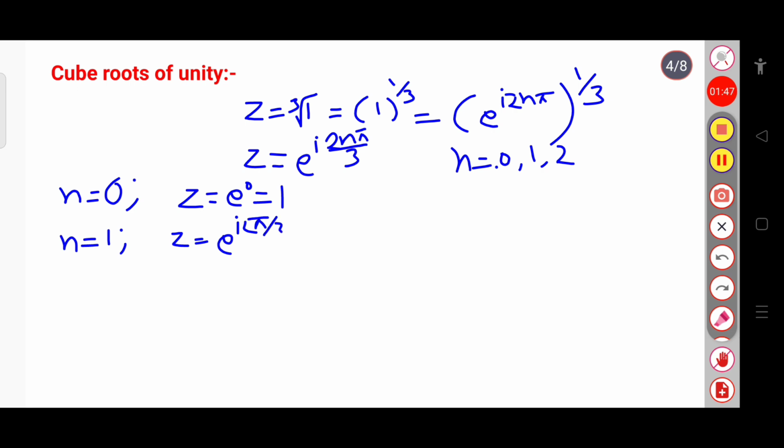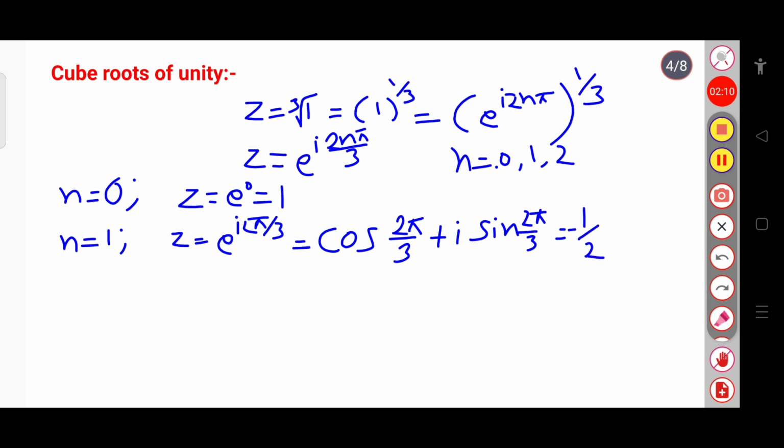If I split it, I can write it as cosine 2 pi by 3 plus iota sine 2 pi by 3. And cosine 2 pi by 3 is equal to minus half, and sine 2 pi by 3 is plus root 3 by 2. So this will be minus half plus iota root 3 by 2.